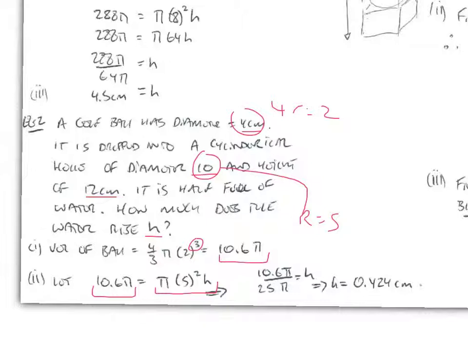So we have 10.6 pi equals pi times 25 H. So therefore H must be equal to 10.6 pi over 25 pi. They'll cancel. H is equal to 0.424 centimeters.